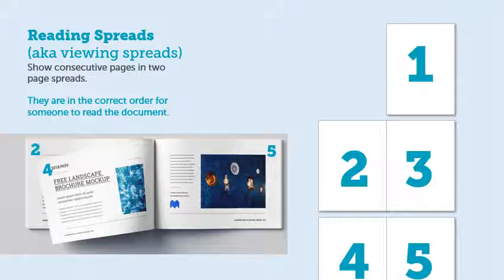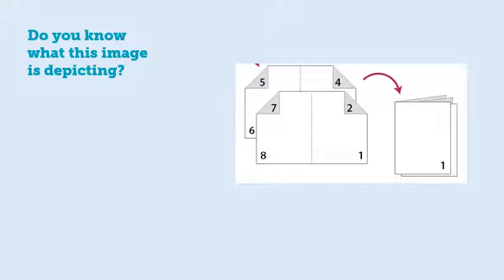And the graphic on the right is showing what your pages palette would look like in Illustrator or in InDesign, where pages 2 and 3 are a spread, pages 4 and 5 are a spread. So those are called reading spreads. So if those are called reading spreads, do you know what this image might be depicting?